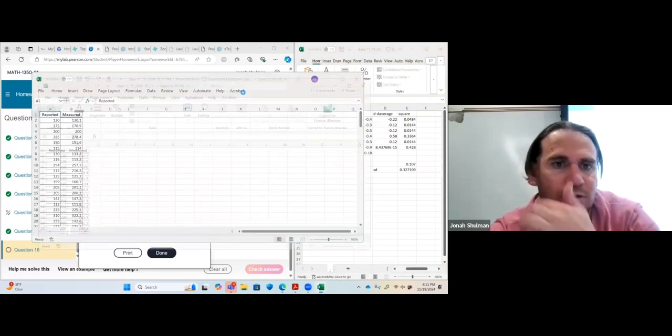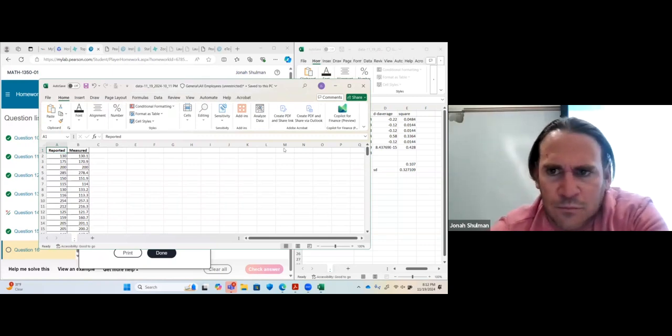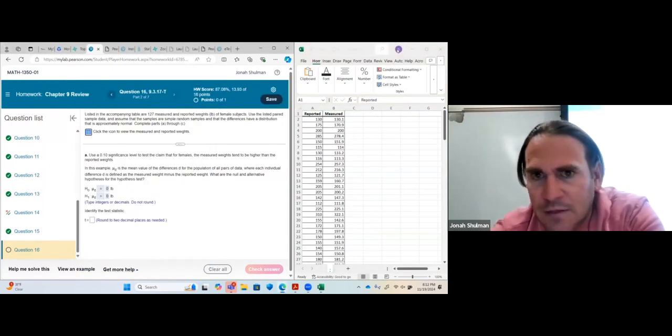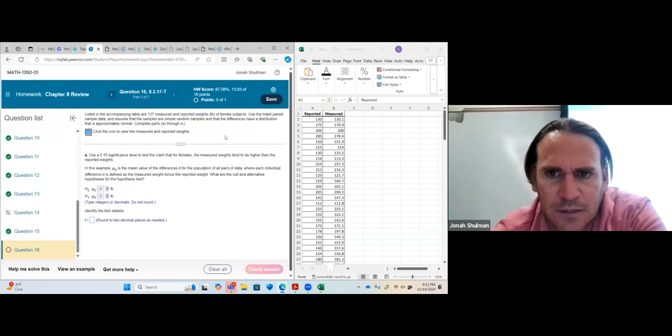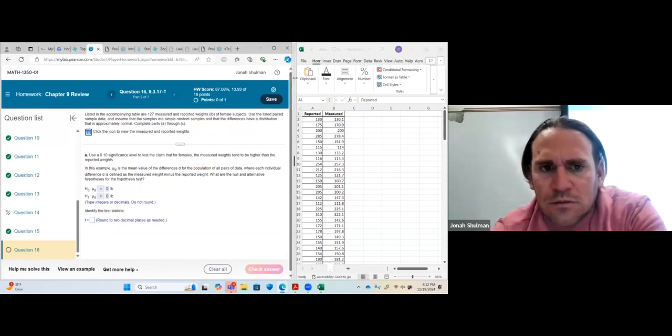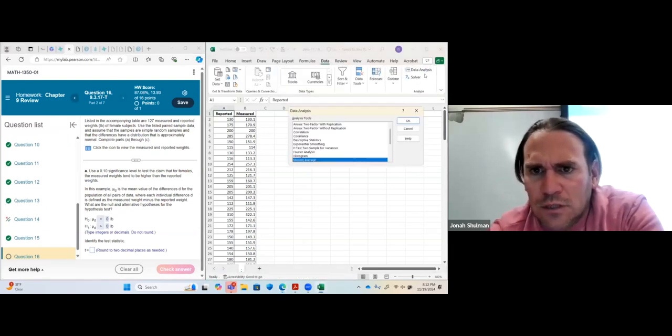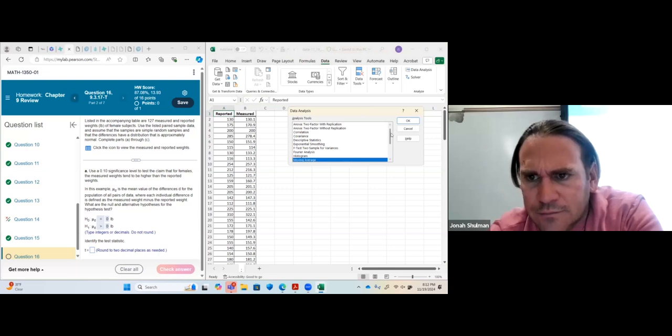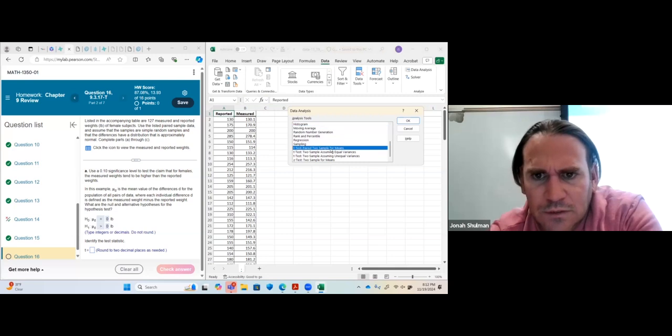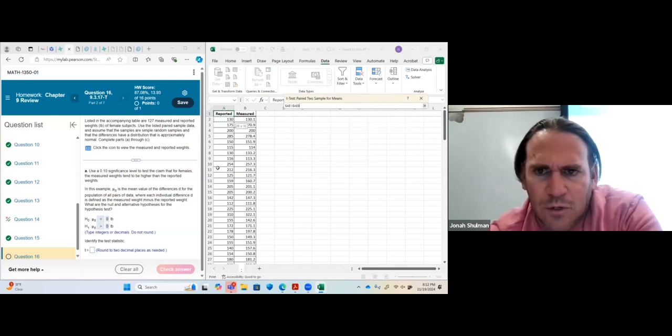Here's our friend Excel. All right, we want the t-stat. So this is paired data for sure. So for doing one of these in Excel, you've got to go to Data, Data Analysis. It's a t-test, paired two sample for means. That's what we have because these are paired. It's reported and measured. Our girls are lying about their weight, I'm assuming. So your variable one is reported.